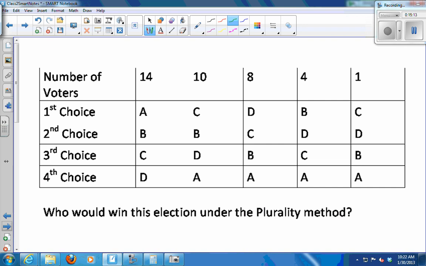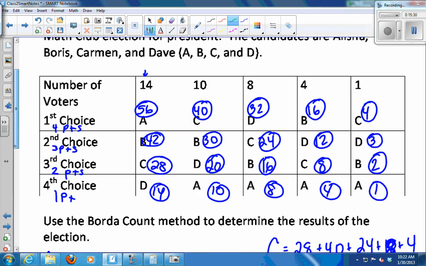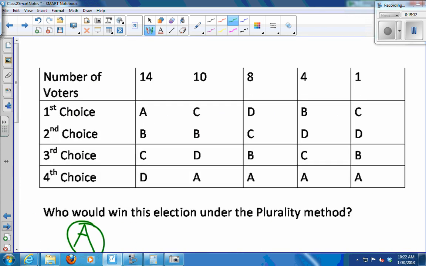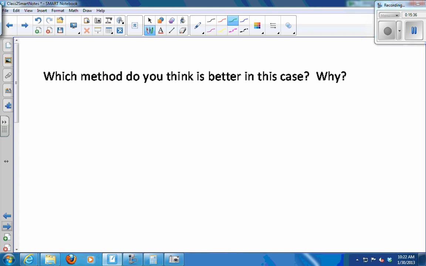So this is just the same election. Who would win this election if we determined the winner using plurality? A. Most first place votes would go to A with 14. So we have different winners using different methods. Here, using Borda count, B wins. Using plurality, A wins. Which method do you think is better in this case?